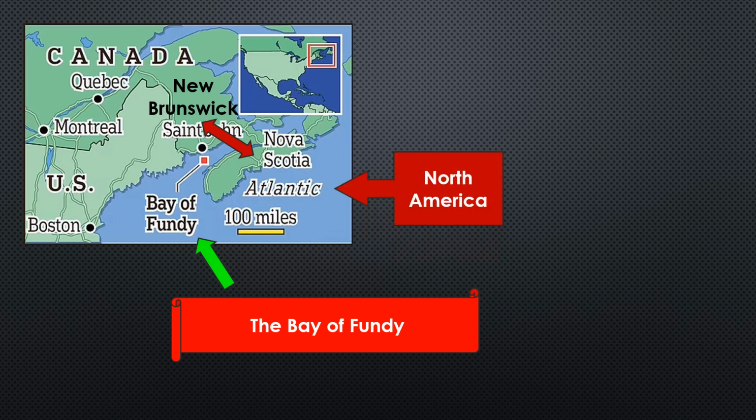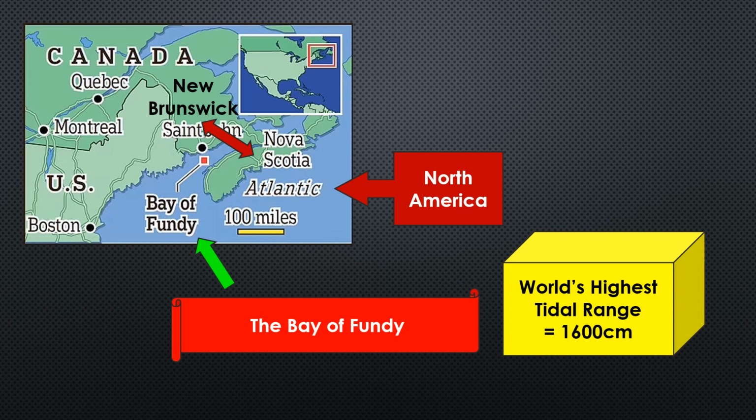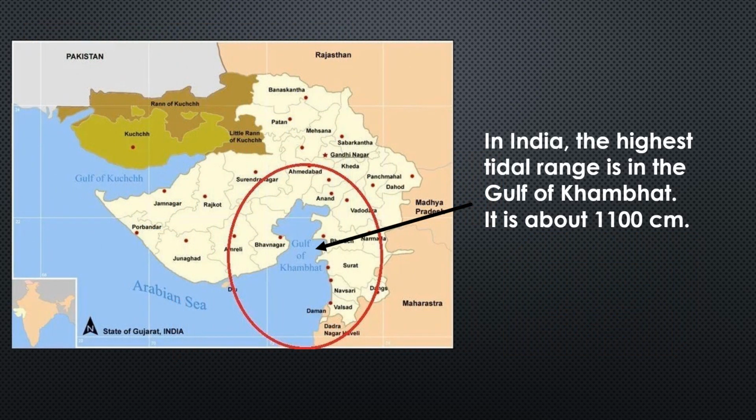The Bay of Fundy is observed to have the world's largest tidal range, that is about 1,600 centimeters. In India, the highest tidal range is in the Gulf of Khambat, which is about 1,100 centimeters.